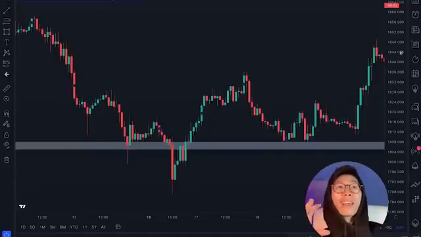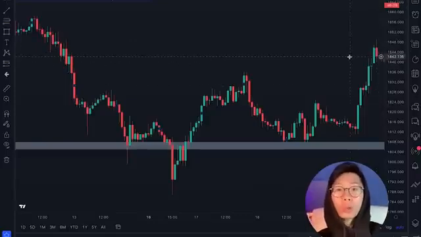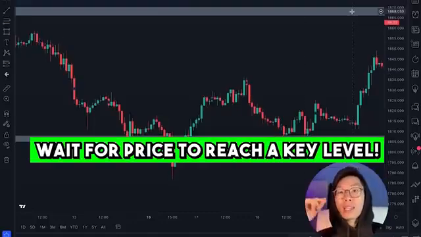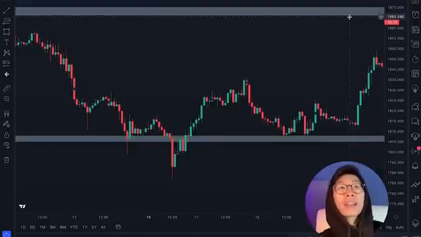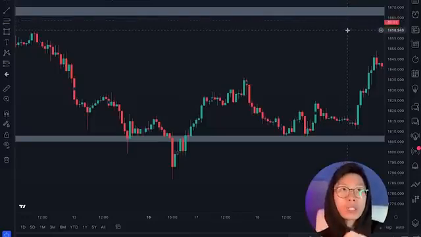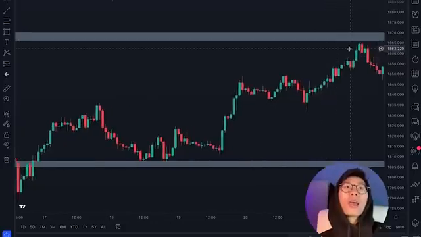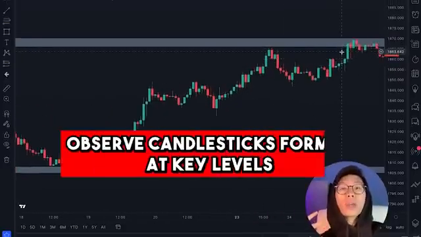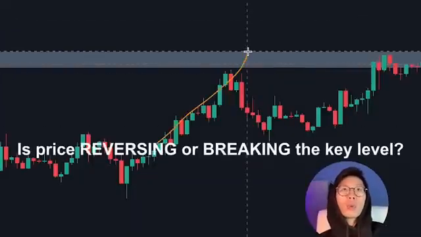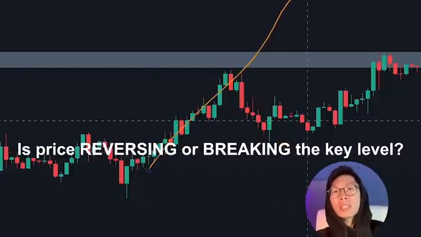For example, in this case, price has already made a huge move. This is where price currently is, and you do not want to get in here, guys. What you want to do is to wait for price to get up to this next key level, and then look at the candlesticks that are forming at this key level before you decide whether you want to go in for a buy or a sell. So right now, it's still wait, and you can see price is going up to this key level. Then when price is up at this key level, you can focus on the candlesticks being formed here. Is price showing you that it is reversing, or is it showing you that there's a lot of momentum and it's breaking past this key level?